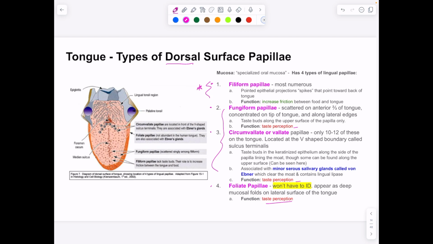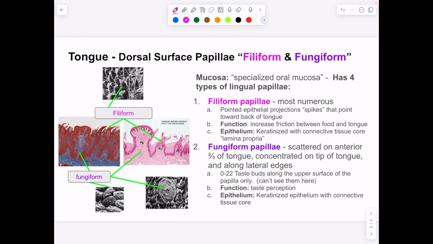Okay, we'll talk about each one of these in turn, but again, just take a look: salivary glands, the labial or the lingual salivary glands, and then we have the rest of the papillae. The filiform are everywhere, then you have the fungiform, and those are scattered amongst the filiform, and then we have the circumvallate, of which there's only a few, and then we have foliate, which are located along the sides of the tongue, but we don't have to ID those. All right, so filiform and fungiform.